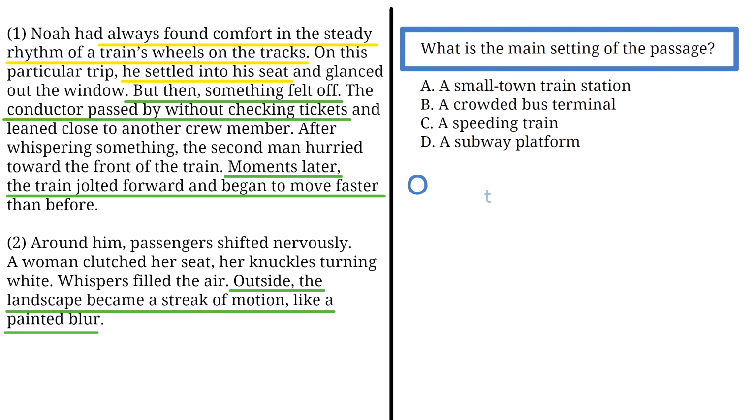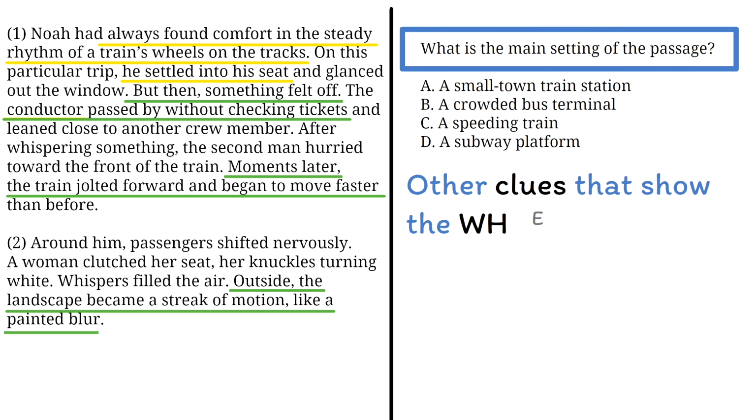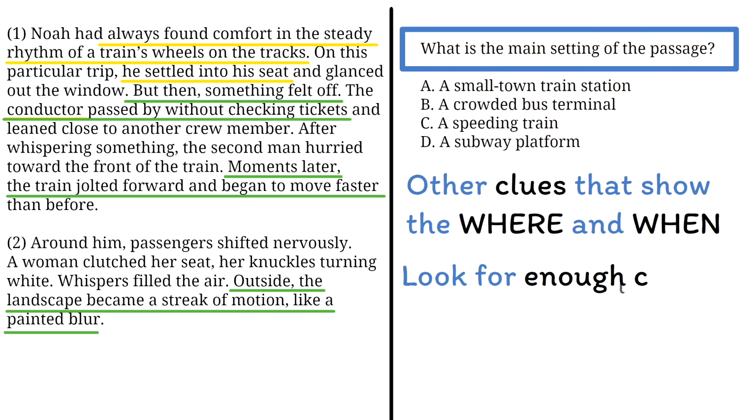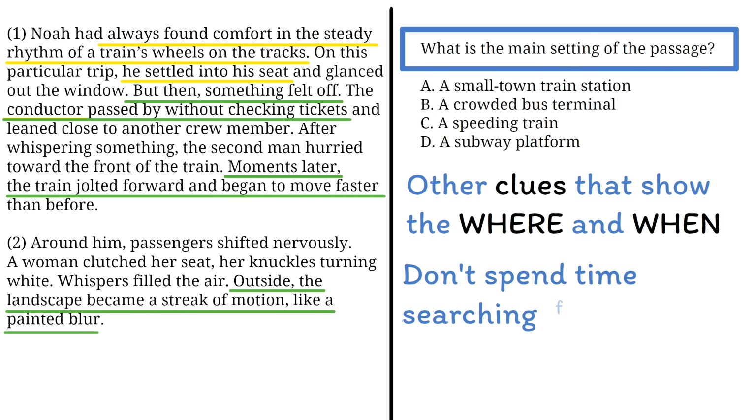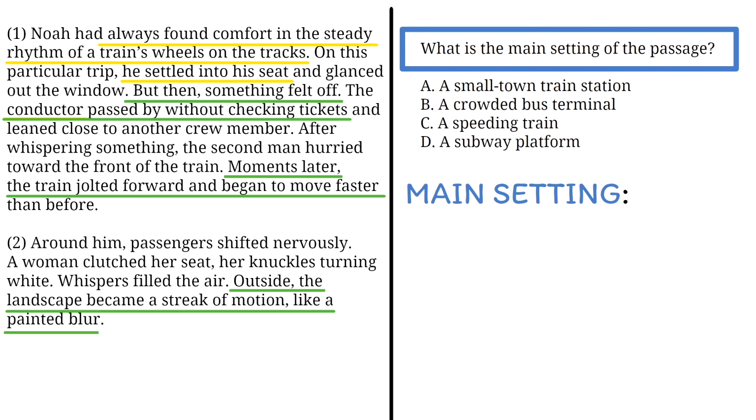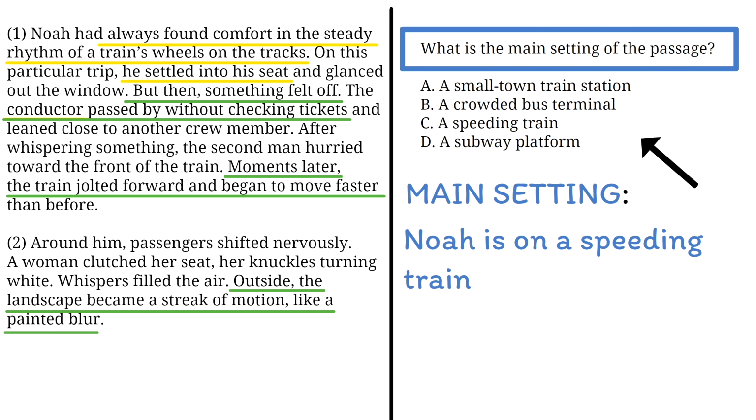Note that there are many more clues throughout the passage that show the where and the when in the story. But on the GED test, it's best to look for just enough clear clues to answer the question. Don't spend too much time searching for every detail. So we have found the main setting of the story. That is, Noah is on a speeding train. Thus, when we look through the answer options, it's therefore option C, a speeding train.